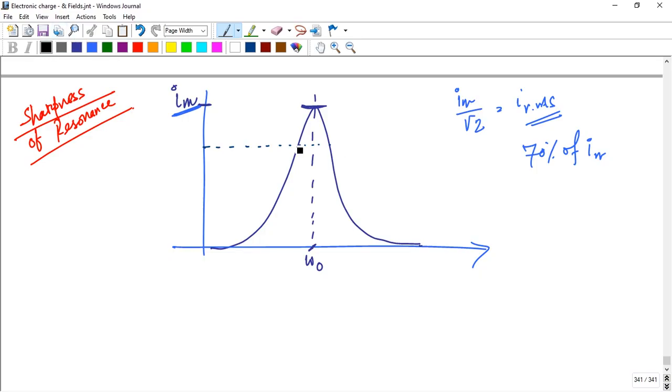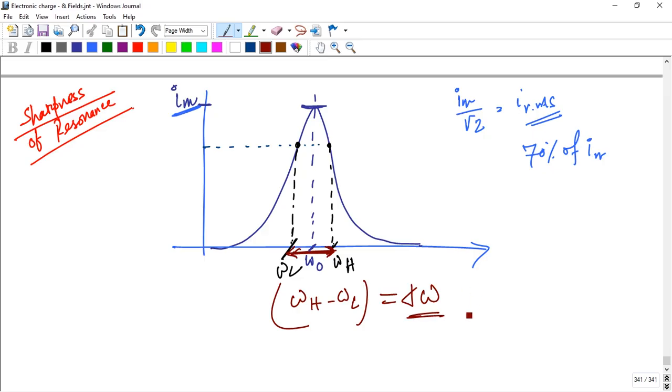Suppose this line is 70% of the maximum current. Here we see this point is called omega L, the low, and this point here is omega high. These two form a frequency band, omega high minus omega L, and this is called delta omega, the bandwidth.